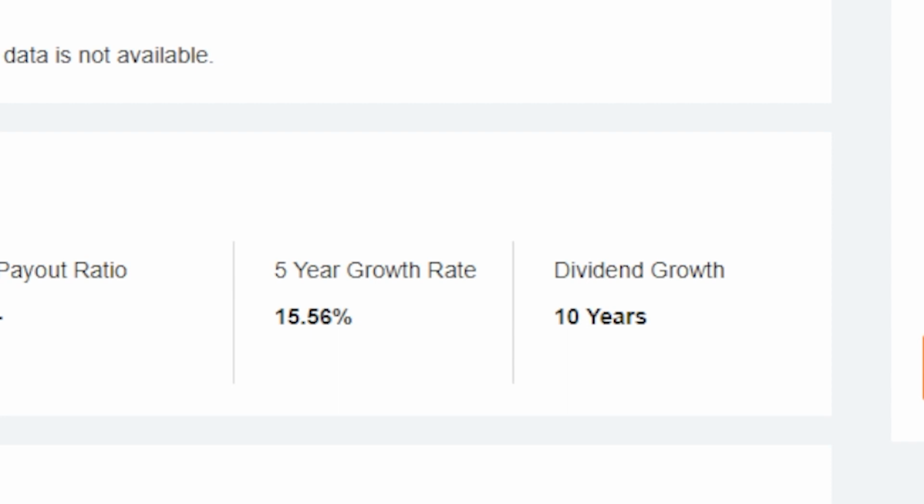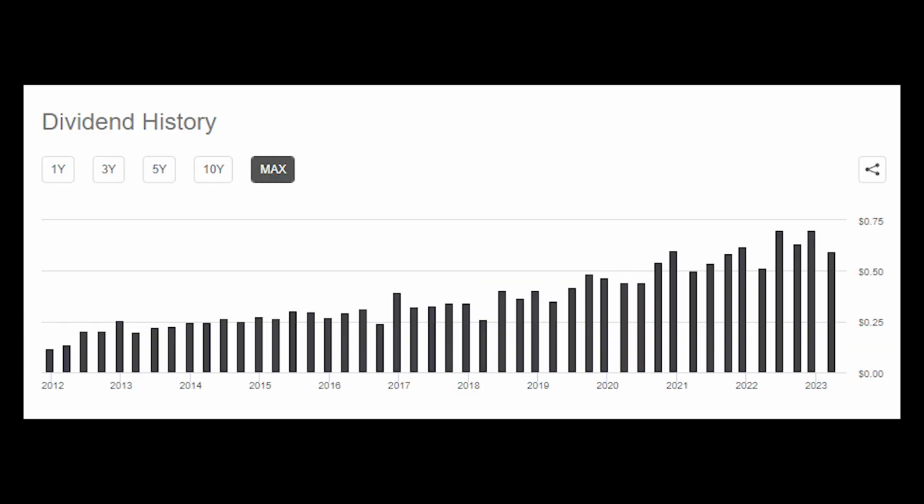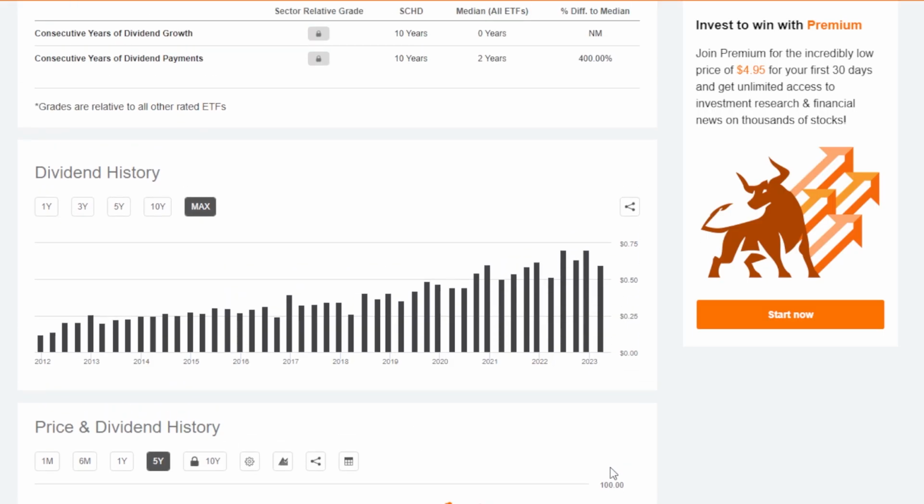Now, maybe the most important thing, the 5-year growth rate for SCHD is 15.56%, which gives you an idea of how fast SCHD's dividends have been increasing over the last 5 years. Now, to give you more of a visual look, if you look at the past history of all the dividends paid by SCHD over the last 10-12 years or so, you can see that not all that long ago, on a quarterly basis, SCHD was paying anywhere from 25 to 30 cents per share per quarter. Now, fast forward just a few years, and SCHD is paying well over 50 cents, even over 60 cents, up to 70 cents per share per quarter.